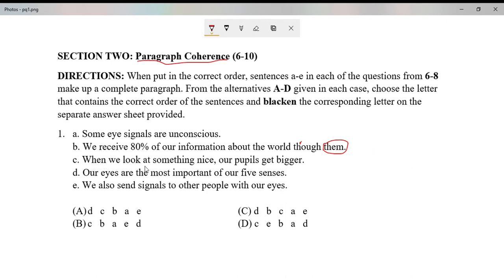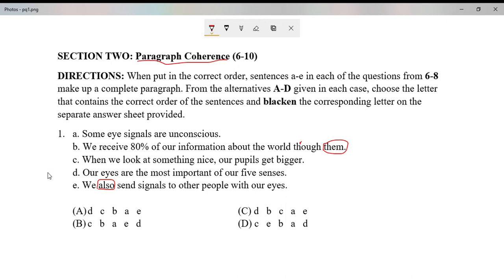When we look at something nice, our pupils get bigger. That could be a sentence on its own. Our eyes are the most important of our 5 senses, and we also send signals to other people with our eyes. The keyword that signals to me that this can't come in the beginning, that this has to come after something else, is also.